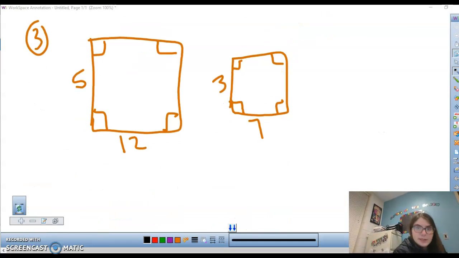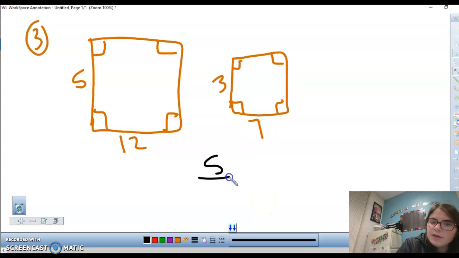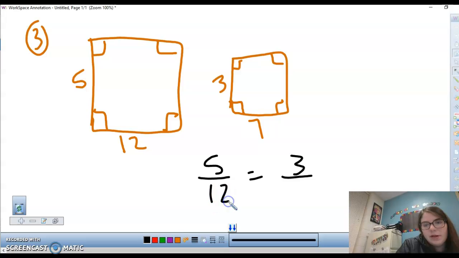On this last one, the long side over here is, again, all the angles are congruent, corresponding angles. The long side is 5. The other long side I have is 3. And then I have 12 and 7. So 7 times 5 is 35. And 12 times 3 is 36. So those ones would not.